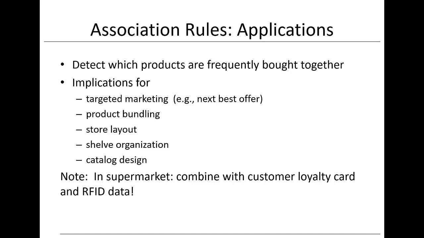Association rules can be used in various ways. As said, in a market basket analysis context, they can be used to detect which products or services are frequently bought together. Obviously, this has important implications for targeted marketing, such as deciding on the next best offer, product bundling, store layout, shelf organization, and catalog design. When combined with customer loyalty card and RFID data, for example, in a supermarket context, association rules provide a very powerful technique to disentangle complex customer shopping behavior.